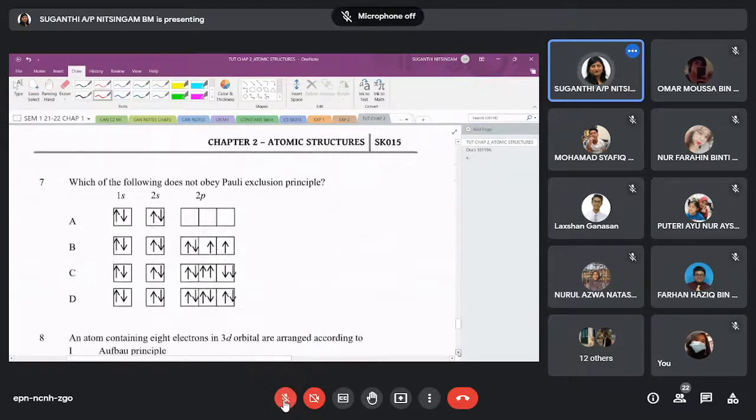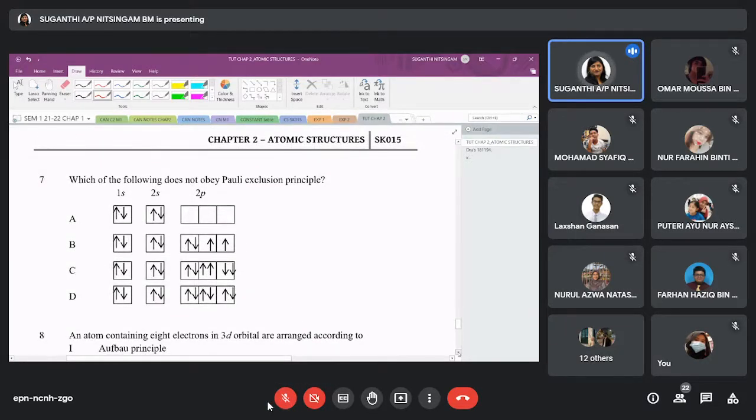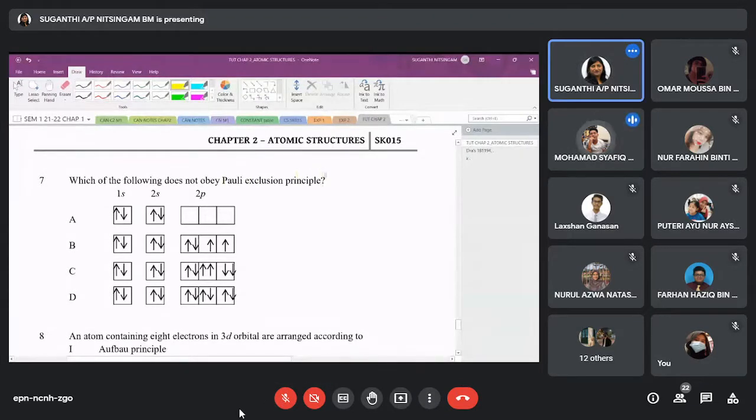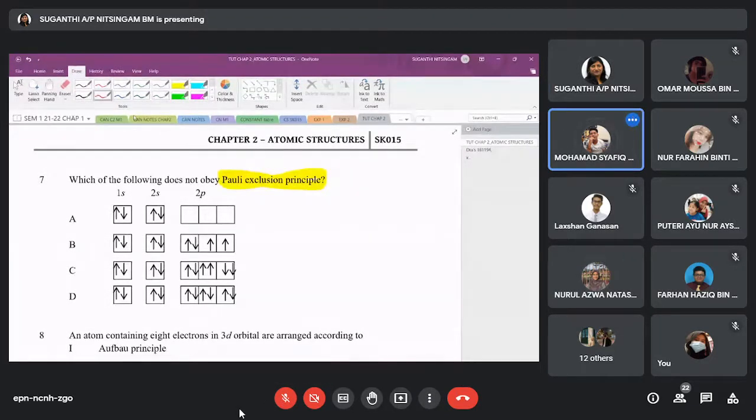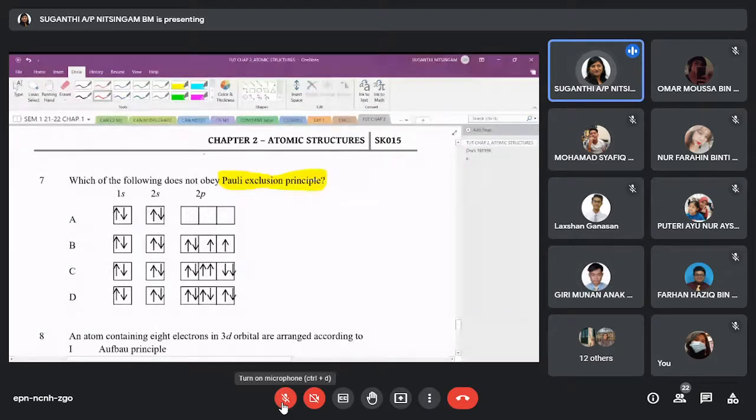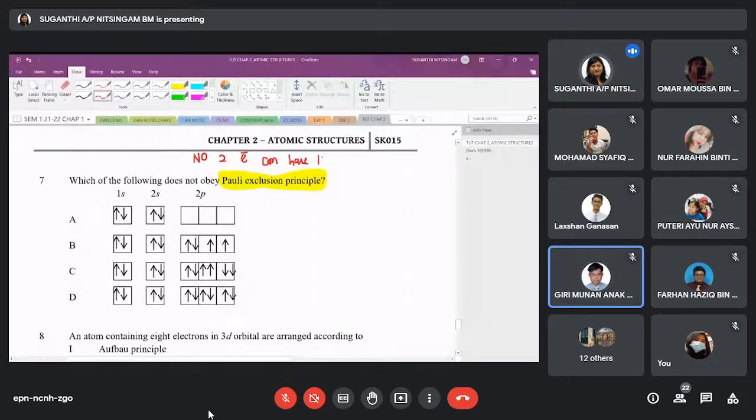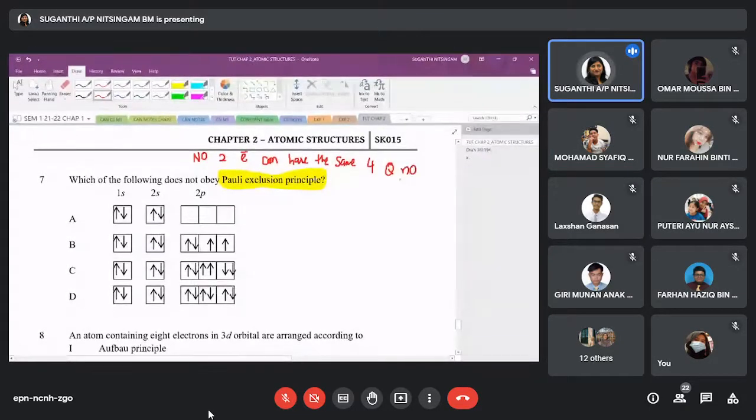Okay, what about this? Which one does not obey Pauli's exclusion principle? What did Pauli say? Dia kena atas bawah. What does that mean? I mean the electron dia tunjuk atas, dia tunjuk bawah. Direction or spin. Hello. You remember? No two electrons can have the same quantum number. Salah. Same 4 quantum number. 3 boleh sama, tapi 4 tak boleh sama. Dia tidak boleh ada 4 yang sama. 3 boleh sama lagi.